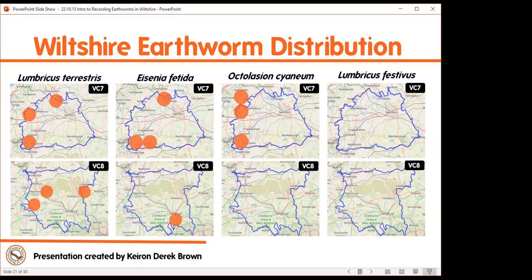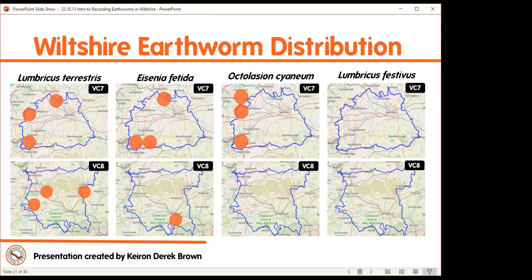we can see when we look at these maps of North and South Wiltshire separated out, North Wiltshire on top and South Wiltshire on the bottom, that there's a lot of parts of Wiltshire where we still have no records. Eisenia fetida is the brandling worm that you find in compost bins, and again we can see there's very few dots on that map. Those are two of our really common earthworms.